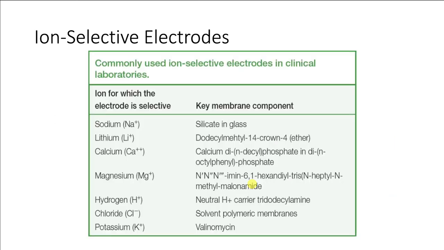This is something that you'll need to know. I'll just say it right now. The more complicated the name is, the less likely it is that you're gonna need to know it. But know that we need to know which ion is the key membrane component, or the ionophore only attracts with that specific ion. So, for example, if we want to measure sodium, then we're going to use silicate suspended in glass. If we are going to measure potassium, then we're going to use valinomycin, not vancomycin, valinomycin.